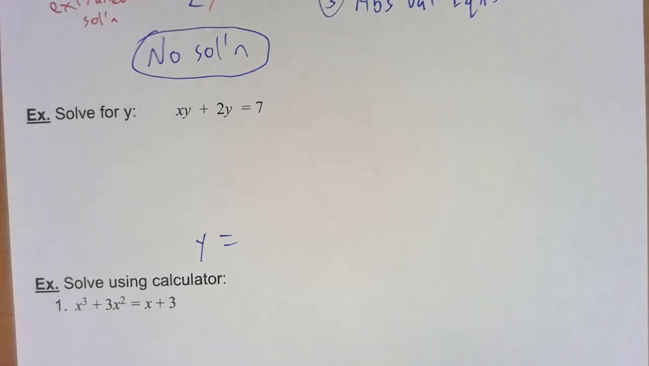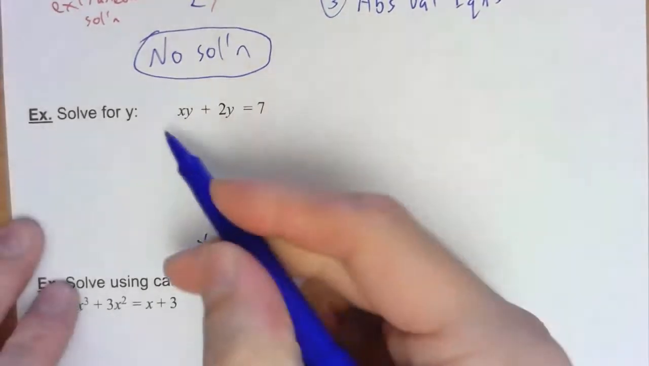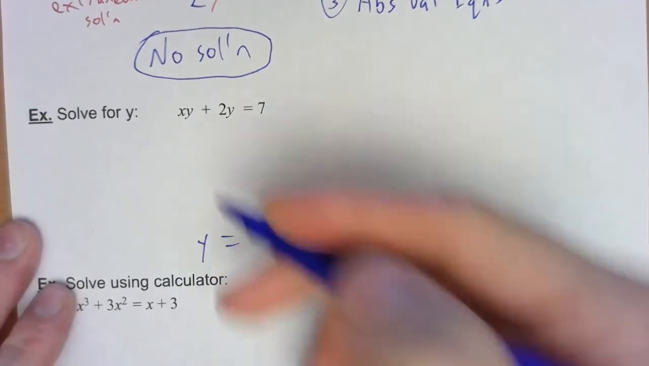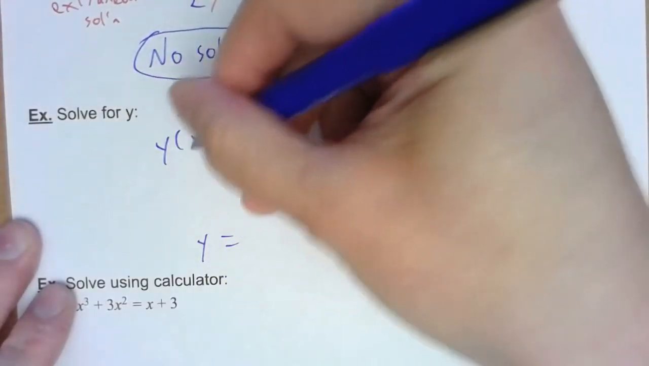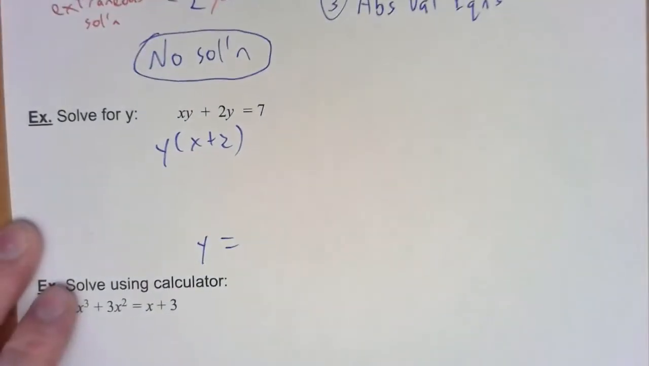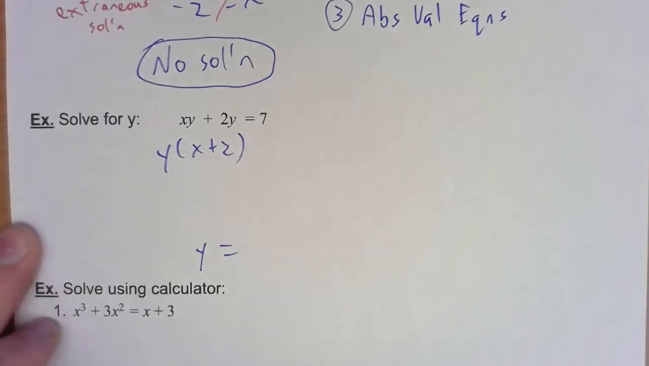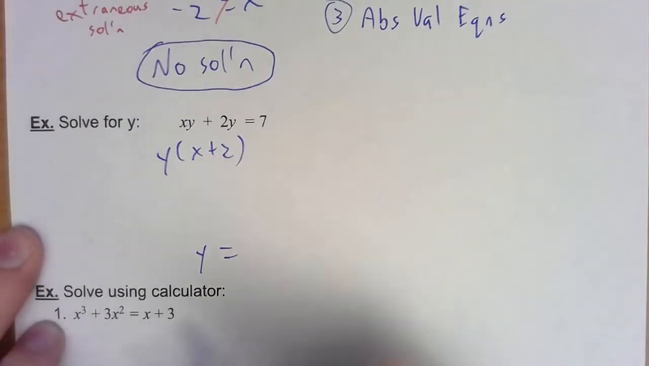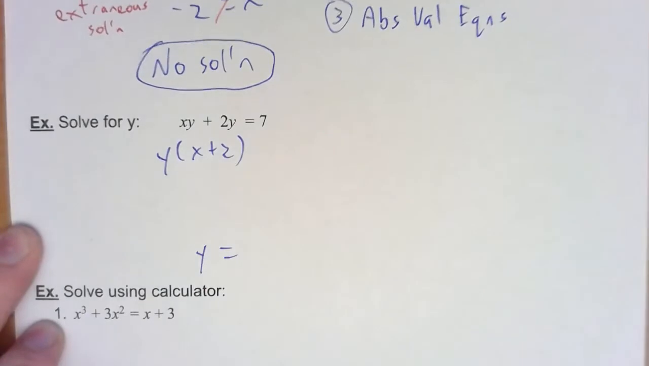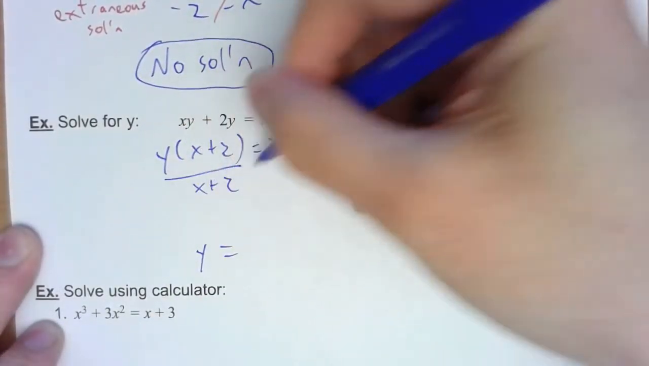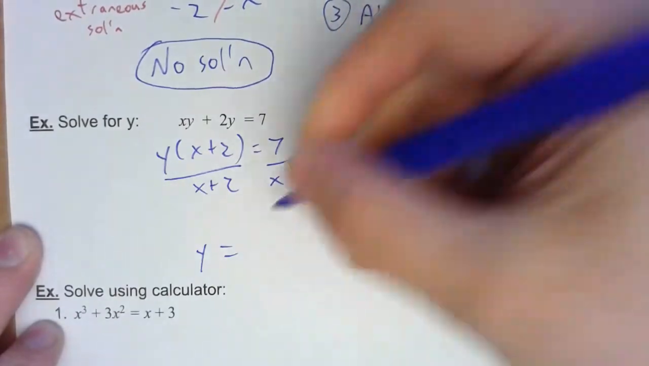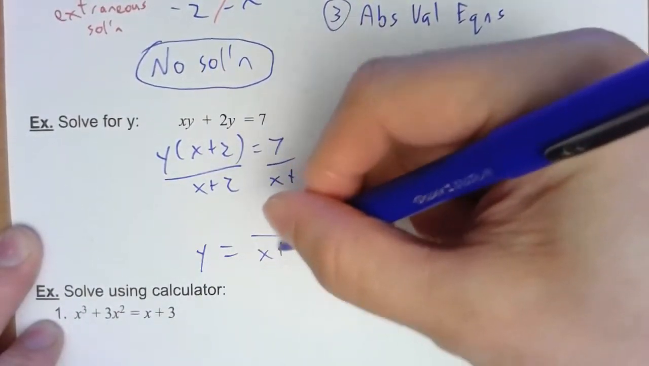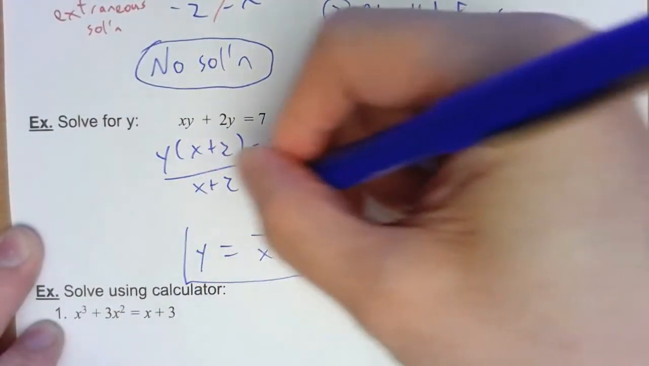Well, there's a trick. You guys ready for the magic trick here? I'm going to turn two y's into one y. Here you go. Ta-da! It's magic. Factor it out is the trick. If you factor out the y, it will turn those two y's into one y. And then you can just divide over that x plus 2. And now we've isolated y. We've gotten y by itself.